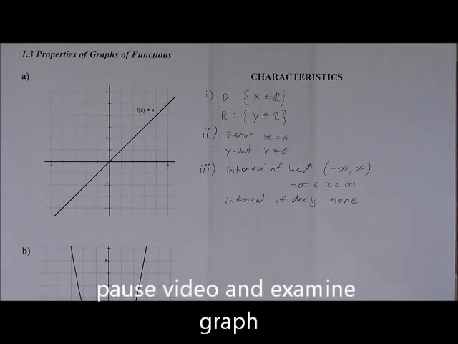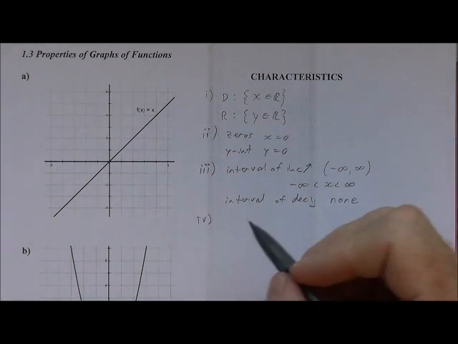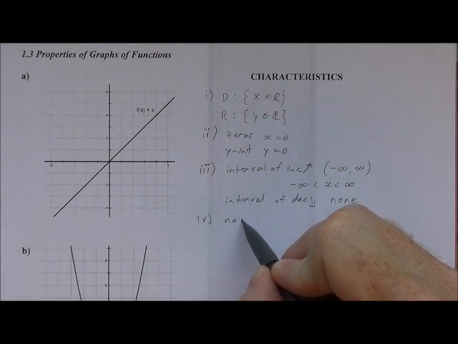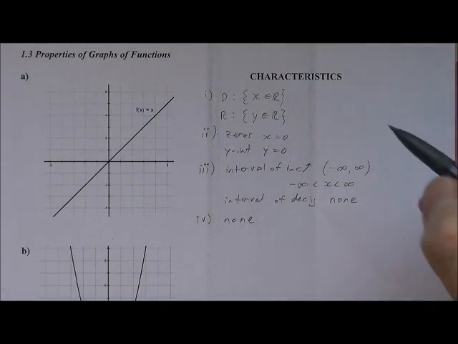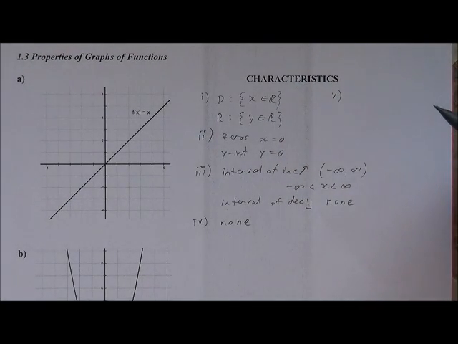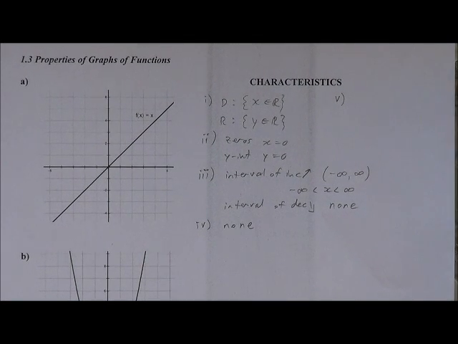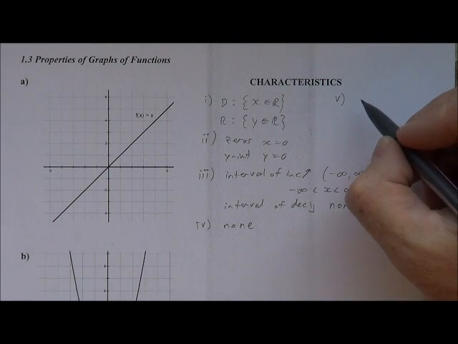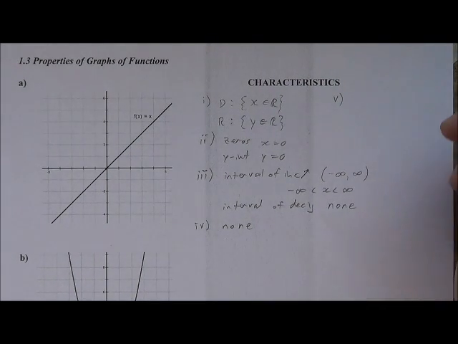Okay, discontinuities and asymptotes. There are none. And for part 5, which is symmetry, even or odd, we take a look at that, and even symmetry is when the graph is symmetric about the y-axis, and odd symmetry is when it is symmetric about the origin.